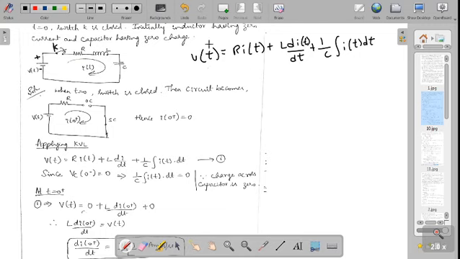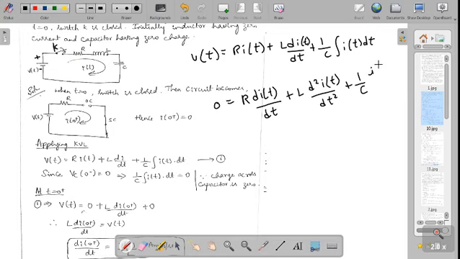Differentiation of voltage is 0. Next, R into di of t divided by dt, plus L into d square I of t divided by dt square, plus 1 by C is constant, and the differentiation cancels the integration, so it would be I of t. So you can take this on one side and the other two things to the other side.